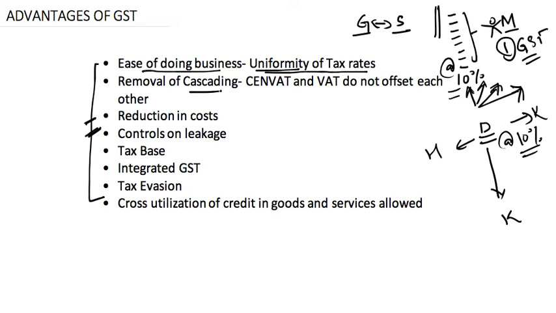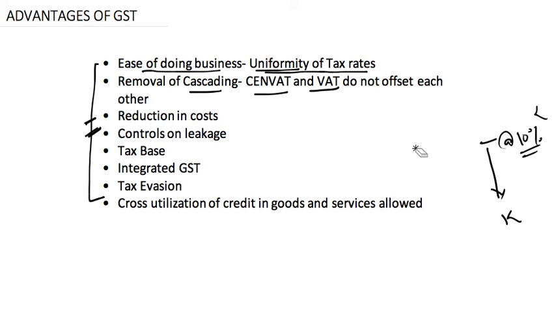Secondly comes removal of cascading. We talked about the improvement of GST over the older method, and that is what is cascading. Secondly, central VAT and VAT do not offset each other. In the older method, as I told you, VAT is chargeable over different states, but when it comes to cross state transactions, central VAT is charged, which is not offset by the entering state or the purchasing state. So GST is an improvement over the older method because the cascading reduces further.